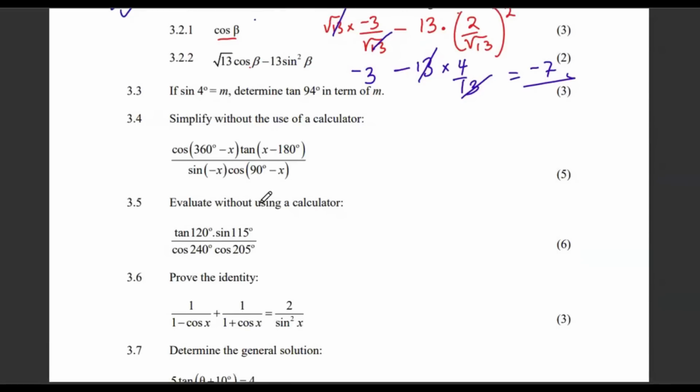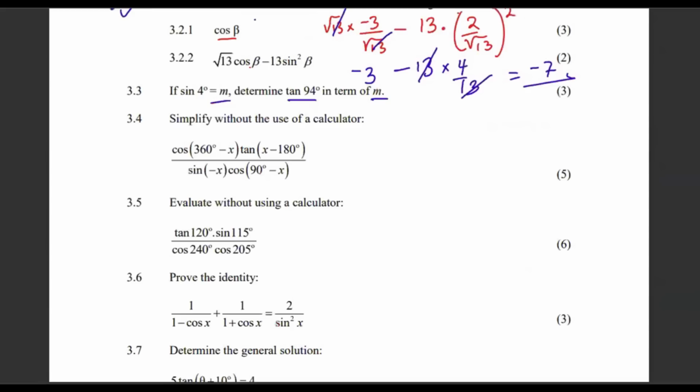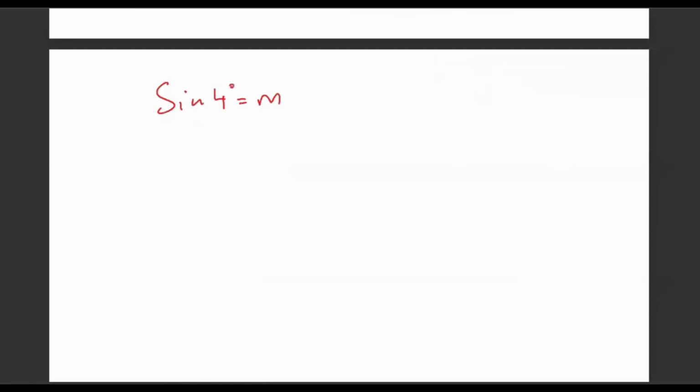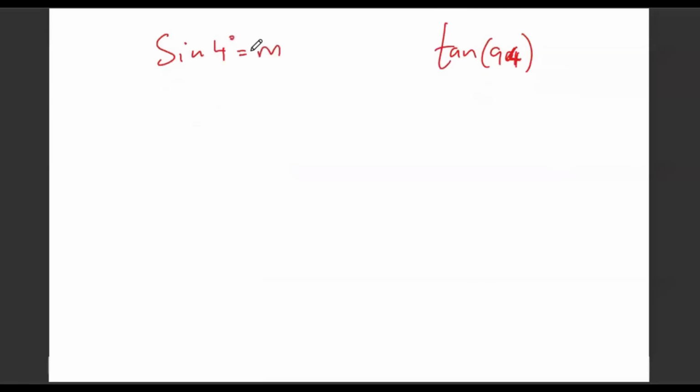3.3. If sine 4 is m, they want us to get the tan of 94 in terms of m. Okay, let me write it this side. So if the sine of 4 degrees is m, we must find the tan of 94 in terms of m. So still, how many marks should it be? 4 marks, because it looks otherwise. So it's 3. Okay, no stress.